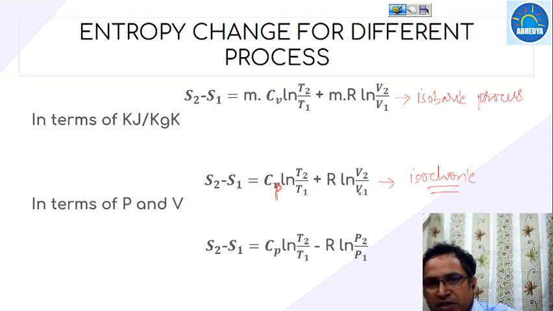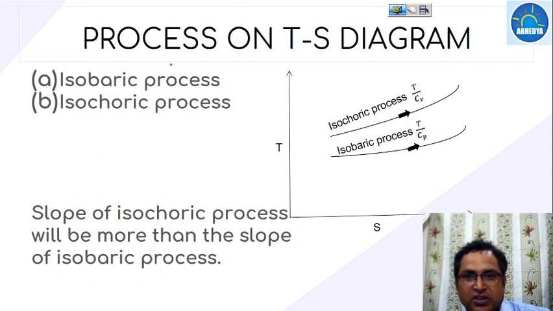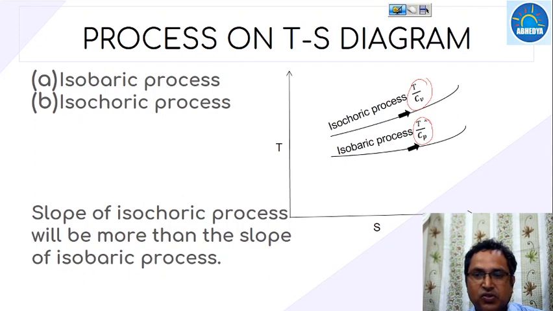Now the next one is the processes on the TS diagram. We have already shown that on the TS diagram, for the isochoric process, the slope of the curve will be T by Cv, and for an isobaric process, the slope of the curve will be T by Cp. And the slope of the isochoric process is always more as compared to the isobaric process, that we have already proved.